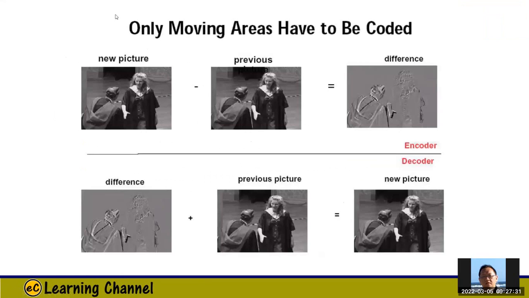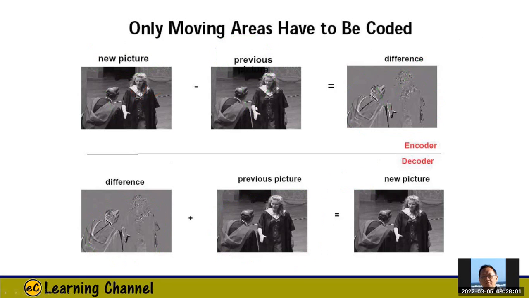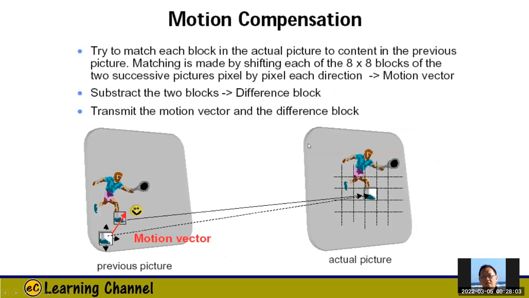But the key idea is that your new picture is like this, and your previous picture is like this. We can calculate the difference. Later, you use the difference and the previous frame to recover your picture. So we can just send out a previous picture and the difference picture, and we should be able to recover the new picture. That's the idea of motion estimation and video compression.